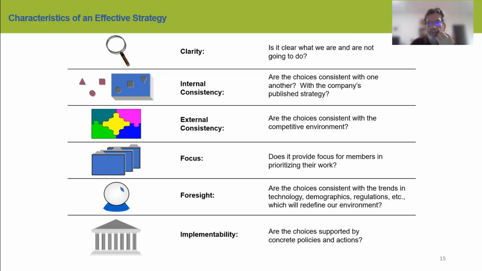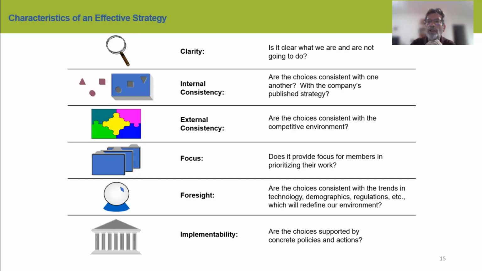First of all, clarity. These are the questions, all these are, as I said before, the most important issues that we have to address if we want to proceed to a successful business. Clarity. Is it clear what we are and are not going to do? So we have to make clear what is the purpose of the company.